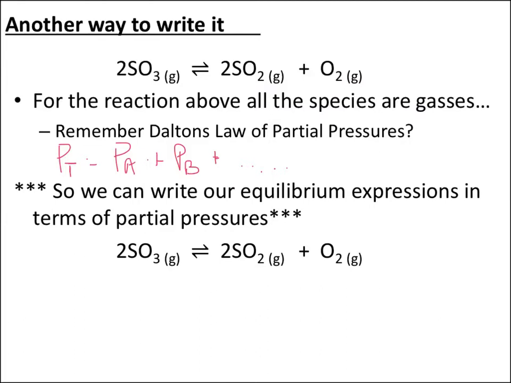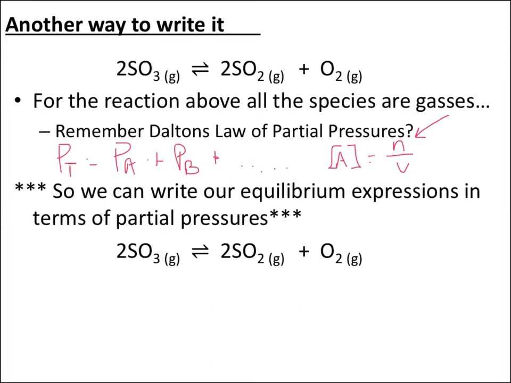Now, it's really important to understand too that a concentration would be equal to the number of moles divided by a volume. So I've got a number of moles divided by a volume, and using Dalton's law of partial pressures, we can actually figure out the number of moles. Since we can relate the number of moles to a pressure, we can use this in an equilibrium expression because it'll still give us our ratio of our products to our reactants.